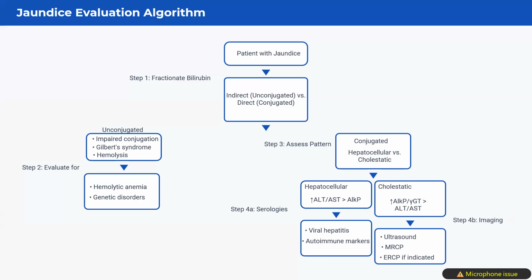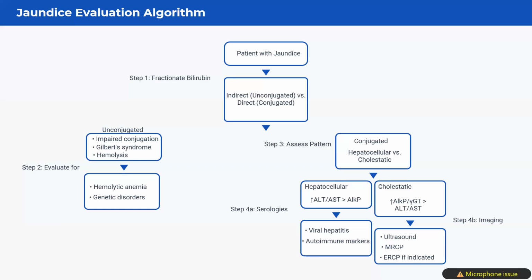Step two is unconjugated hyperbilirubinemia. If the bilirubin is predominantly unconjugated, then the hepatocytes are functioning, and the problem lies in either excessive production or defective conjugation. The key thing to note here is in isolated indirect hyperbilirubinemia, ALT, AST, and ALK phos are all normal. If the liver enzymes are normal, you're not dealing with liver disease, you're dealing with a bilirubin metabolism problem.